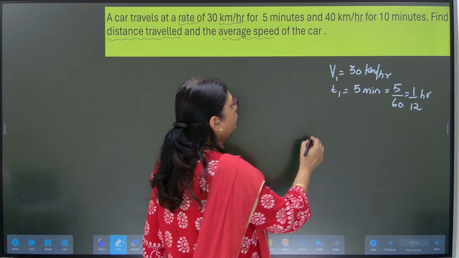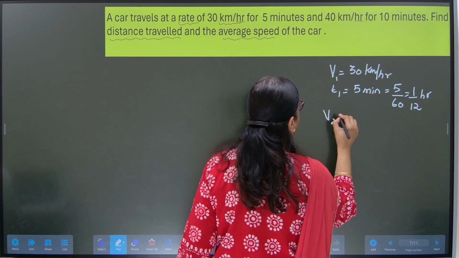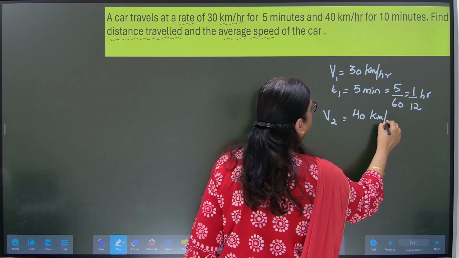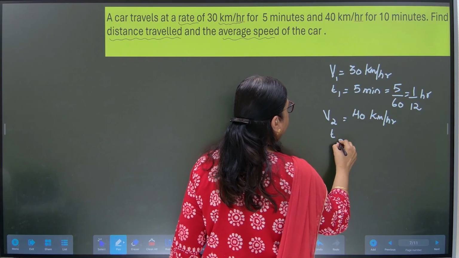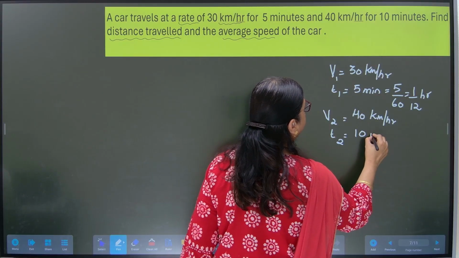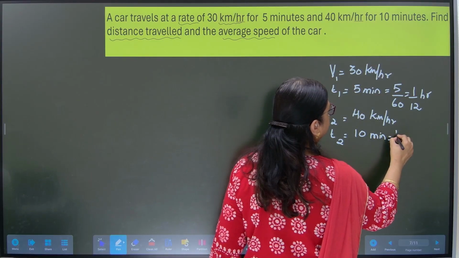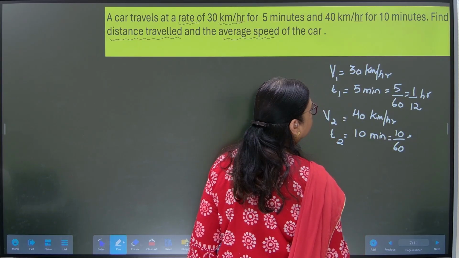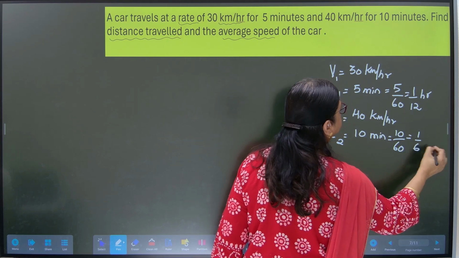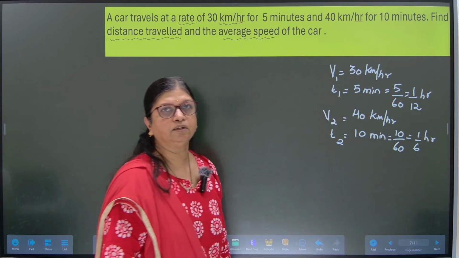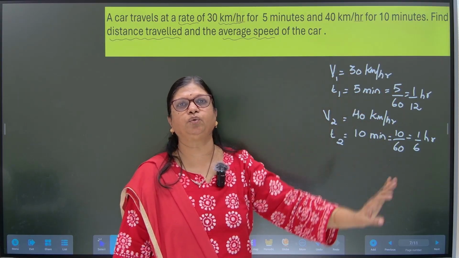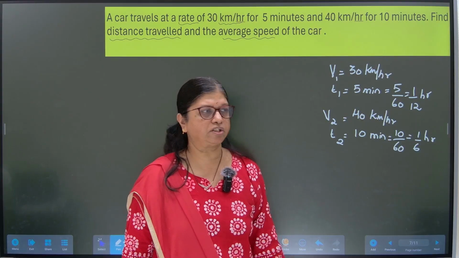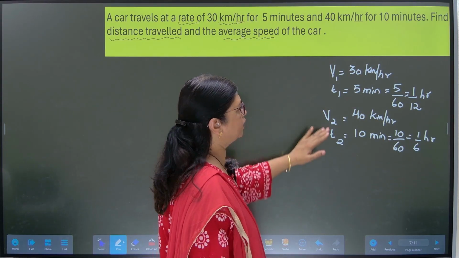Fine. Now V2. This is another occasion in which the same car is traveling 40 kilometers per hour in the time T2 is equal to 10 minutes. Again there is a conversion. So 10 upon 60, that is equal to 1 upon 6 hour. When it will be required, we will convert it into a division, and now let it remain as a fraction till we want to convert it. Fine. So now this is what is given to us.